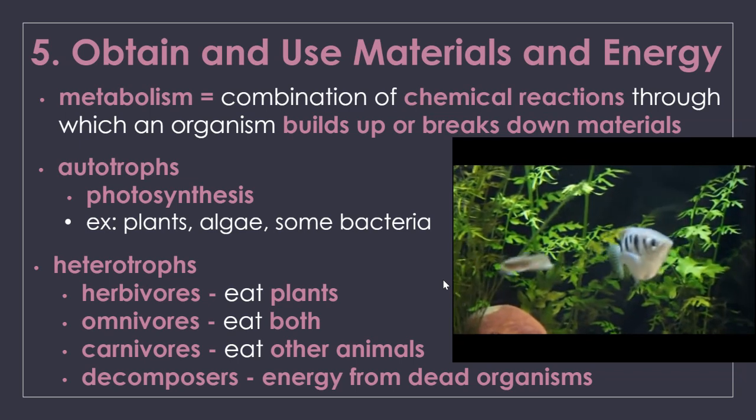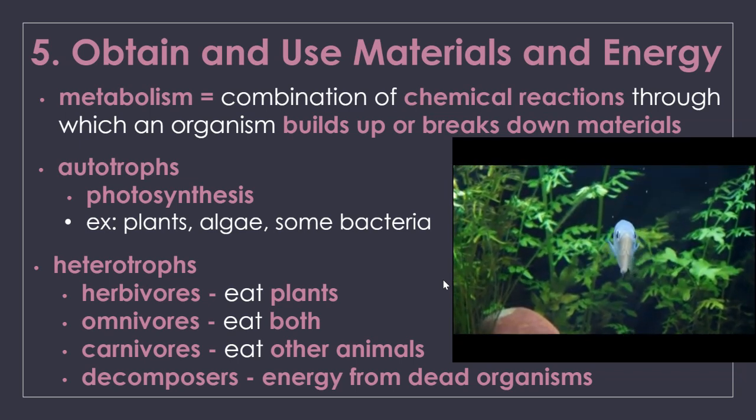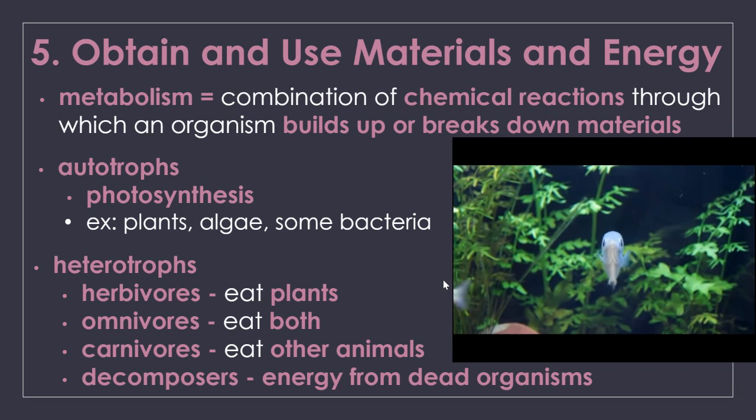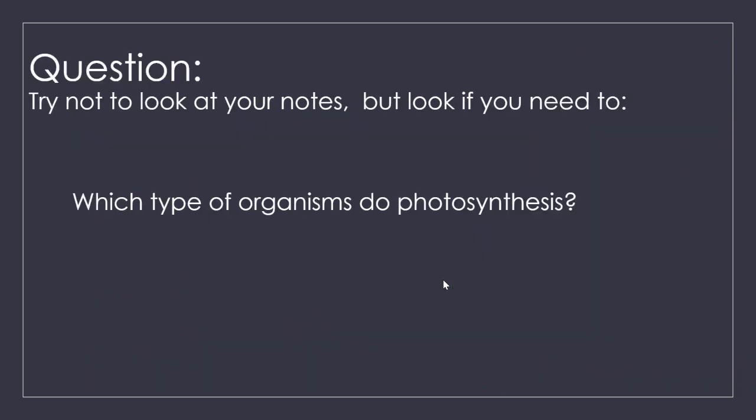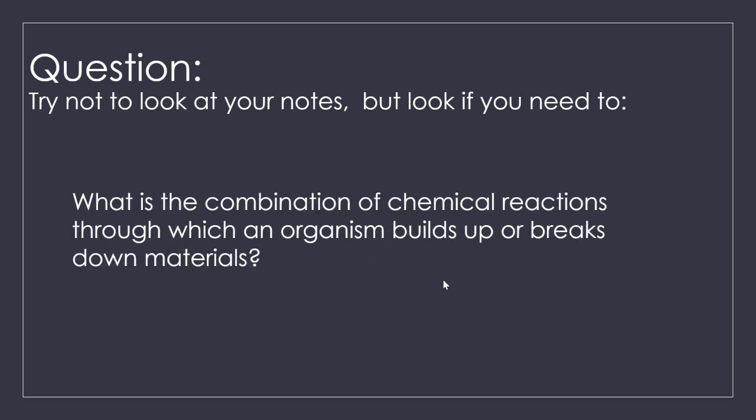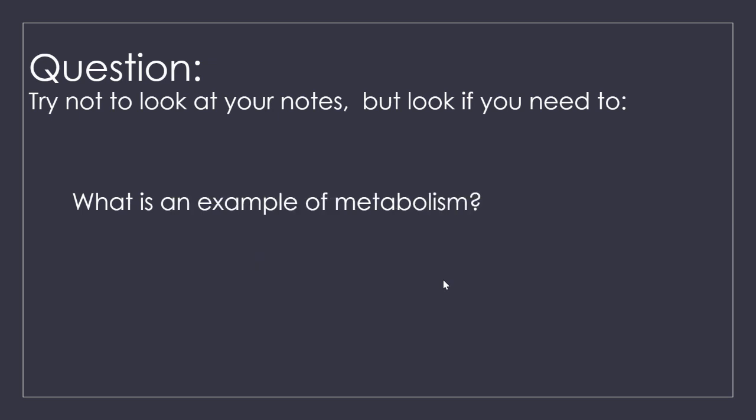So what does that mean? Is he an omnivore, a carnivore, an herbivore, a decomposer, or some sort of autotroph? What do you think? All right, which type of organisms do photosynthesis? Those are autotrophs. And what is the combination of chemical reactions through which an organism builds up or breaks down material? These are things like photosynthesis and cellular respiration. That's called metabolism. All right, and what is an example of metabolism? Like I said before, that's photosynthesis and cell respiration.